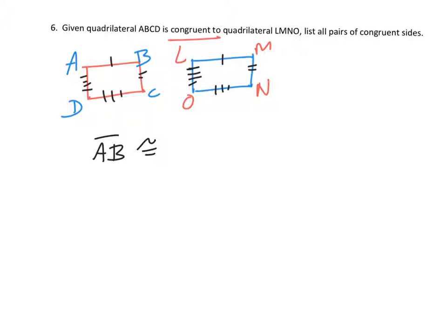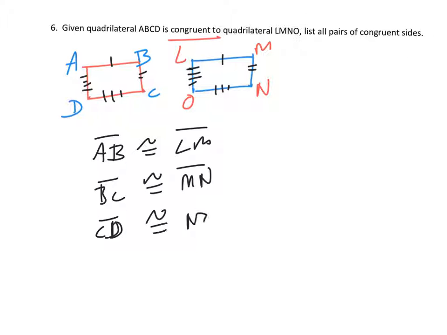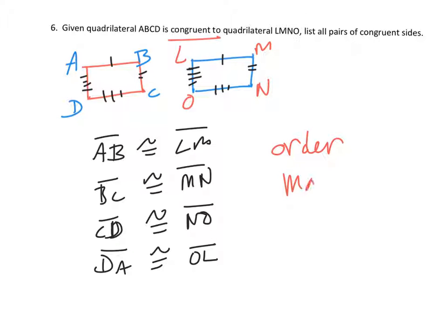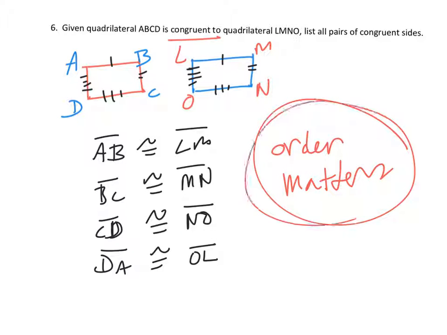AB congruent with LM. BC congruent with MN. CD congruent with NO. And finally, DA congruent with OL. Order matters. Okay? Alrighty. So you do the rest of the worksheet and then check it. I'll have the rest of them in the other answer key for you here in just a moment.